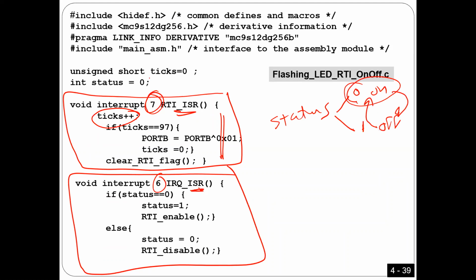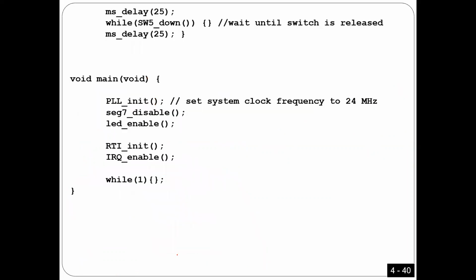Look here, guys. So for sure you have to define status here, okay? And then as you see, if status equals 0, that means the system is off, so here I'm gonna make status 1, and then RTI enabled, okay? And then else, if status is 0, I'm gonna come to here. If status is 1, I'm gonna come to here. Is that okay? If the status is 0, I'm gonna make it 1 and enable. If it is 1, I'm gonna make it 0 and disable. You know what this means, guys?